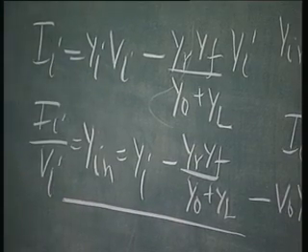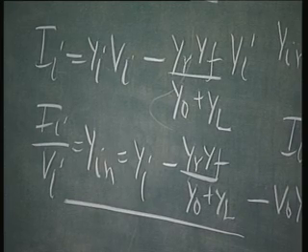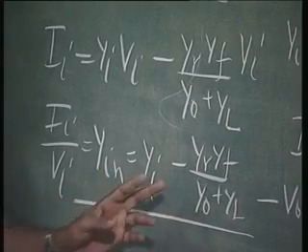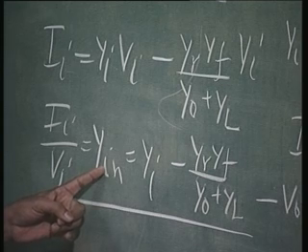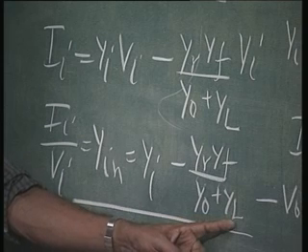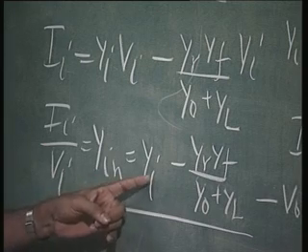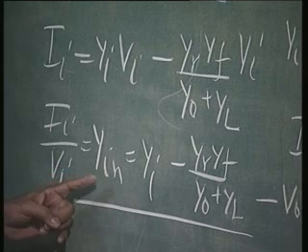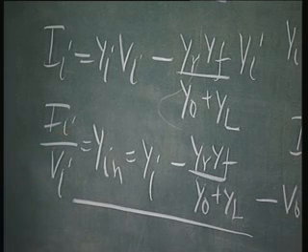An important relationship in the sense that it is valid whatever parameter you select, as long as we replace these with the corresponding parameters. What I mean is, if it is the z parameter, then Zin is always equal to Zi minus Zr Zf divided by Z naught plus ZL. If it is the h parameter, hin is equal to hi minus hr hf by h naught plus hL. If it is the g parameter, gin is bound to be equal to gi minus gr gf by g naught plus gL, and therefore it is immaterial.